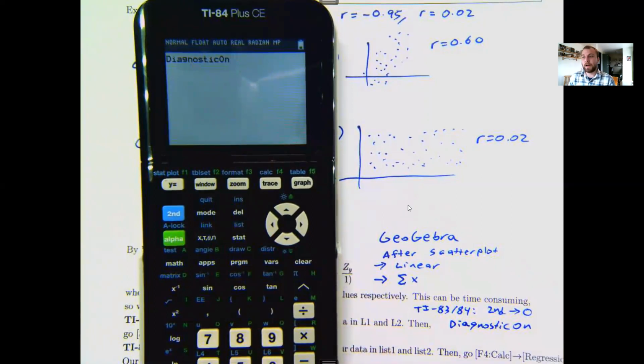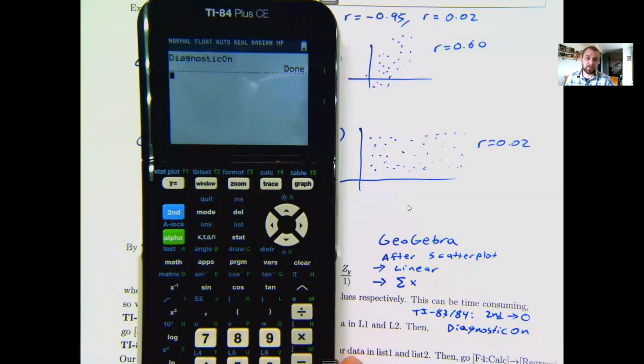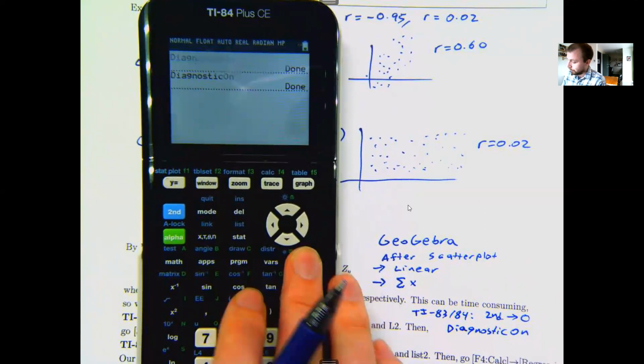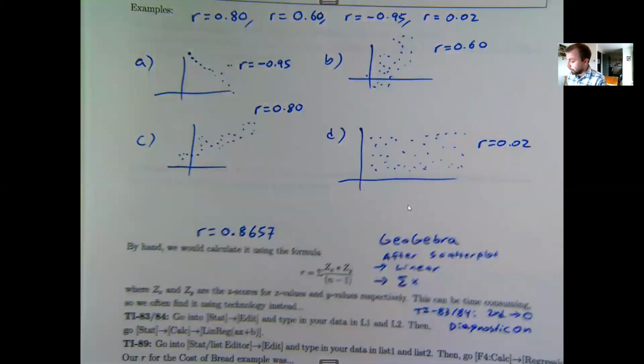If you do not have diagnostic on, when you go through this process to do linear regression, it's going to calculate your slope and your y-intercept for you, but it would not calculate your r and your r squared. So if you ever run into an issue where your r and your r squared is not showing up, go through this process again just to make sure that it says done for diagnostic on. Okay, you only have to do that once.